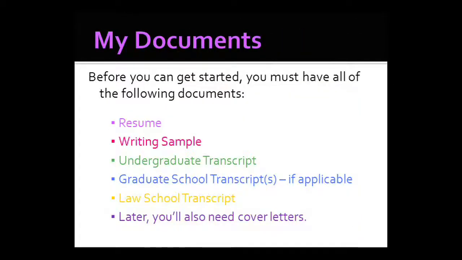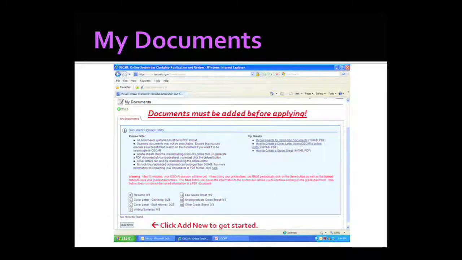Before you can go any further on Oscar, you'll need the following documents available: resume, writing sample, undergrad transcript, graduate school transcript, and law school transcript. You'll also need cover letters before you apply, but at this point you don't have enough information about job openings to write cover letters. Before you can start applying, you have to add your documents. Click the Add New button at the bottom of the page to get started.